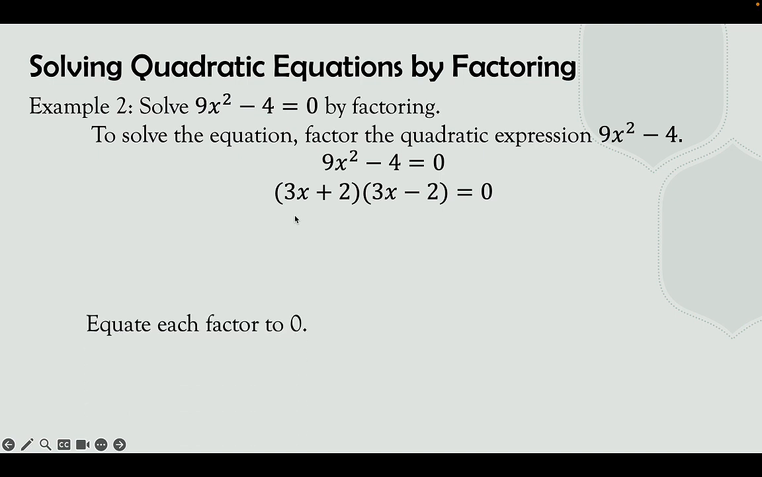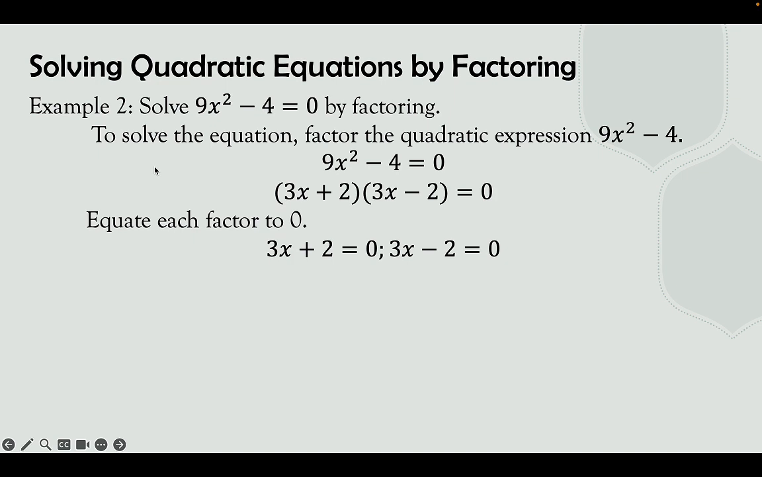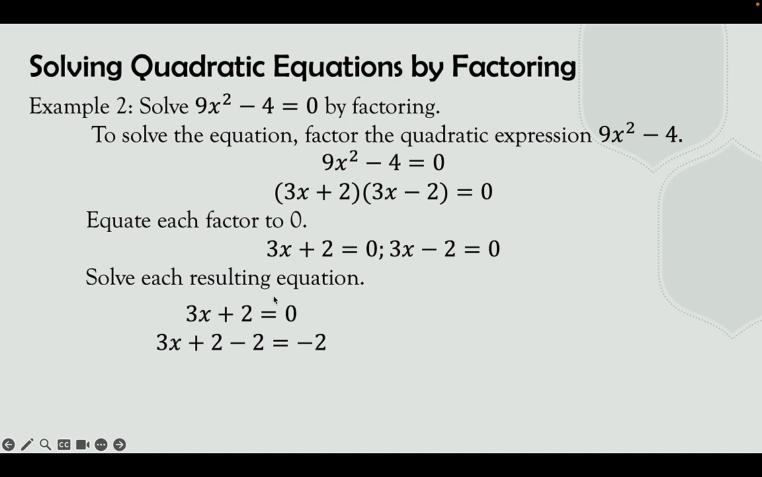So we equate each factor to 0. We have 3x plus 2 equals 0 and 3x minus 2 equals 0. We need to solve each resulting equation. So 3x plus 2 equals 0. Subtract both sides by 2. So we have 3x plus 2 minus 2 equals negative 2, so 3x equals negative 2. To isolate x, we divide both sides by 3. So 3x over 3 equals negative 2 over 3, so x equals negative 2 over 3.